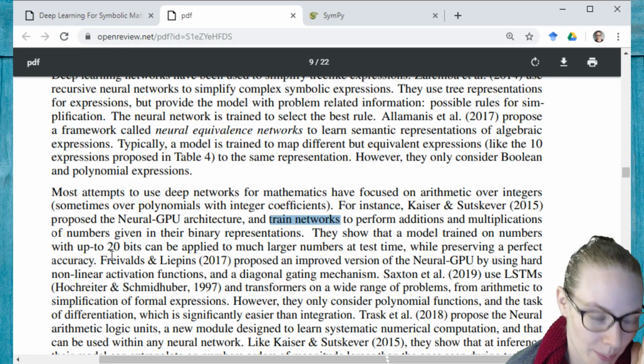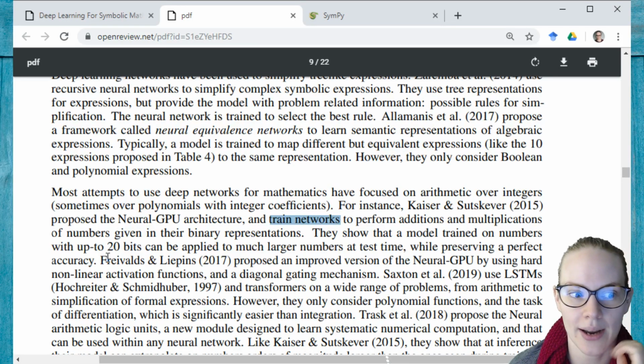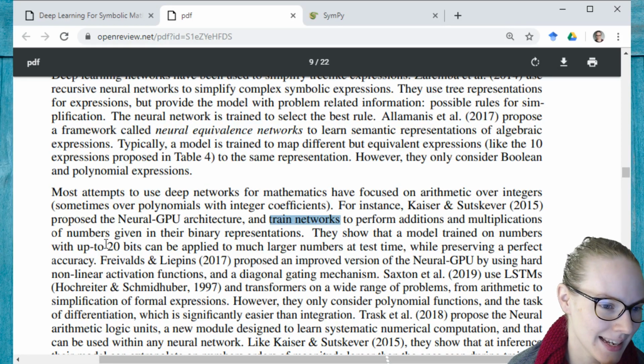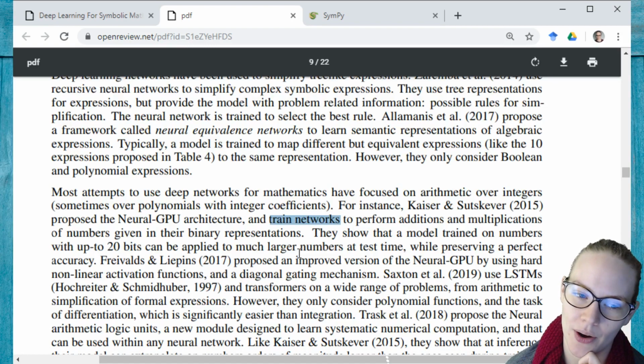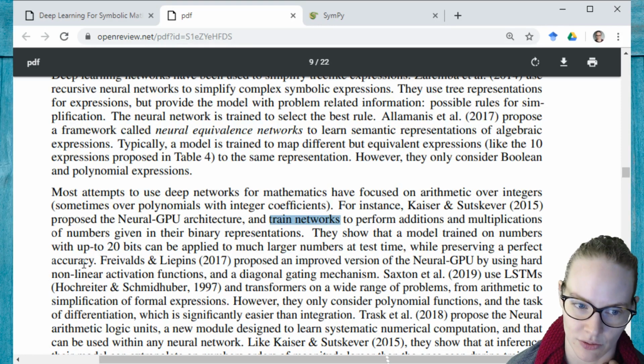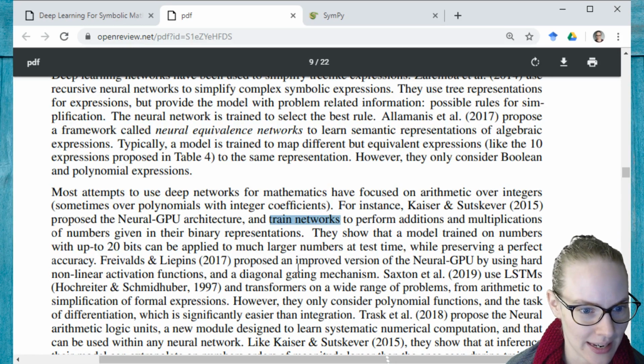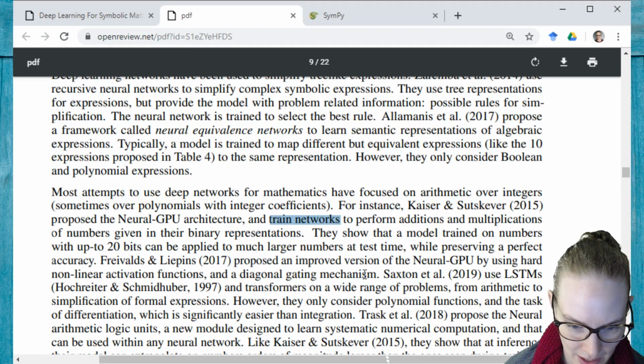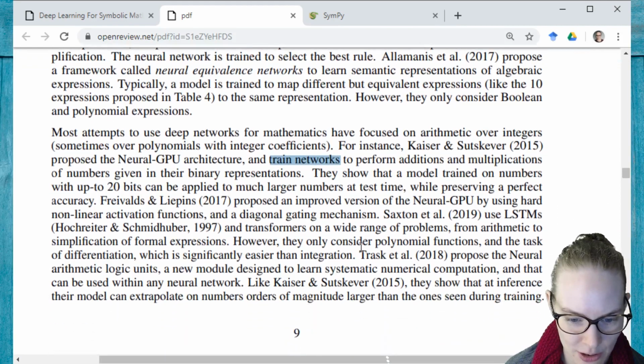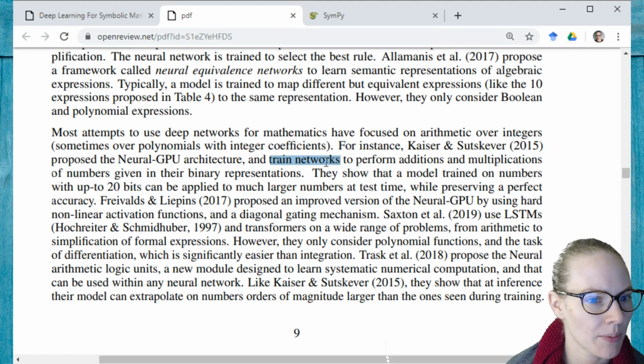Applied to much larger numbers. There we go. Freivalds and Leipens, 2017, proposed an improved version of the neural GPU by using hard nonlinear activation functions and a diagonal gating mechanism. Abhishek says, I saw they were using 250 equations somewhere. The Kaiser and Sutskever paper.